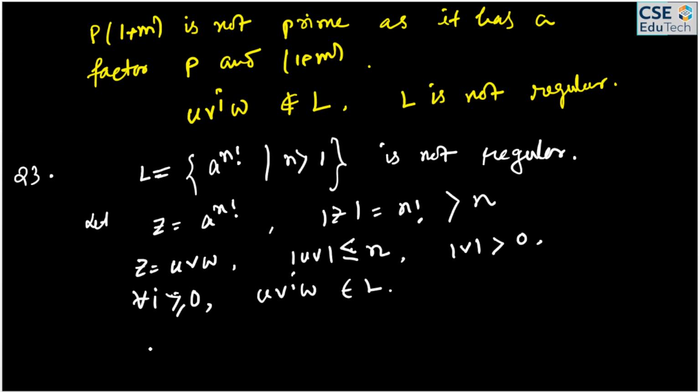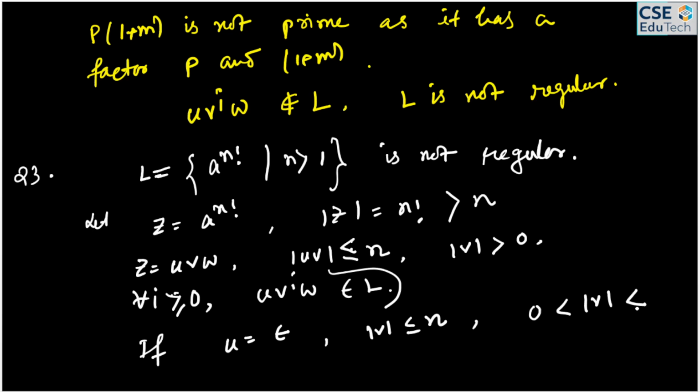Now if we consider u is equal to epsilon, then what happened? From this we can write length of v is less than or equal to n, and here we have considered the length of v alone greater than 0. So combining these two things, we can write 0 less than length of v is less than or equal to n.